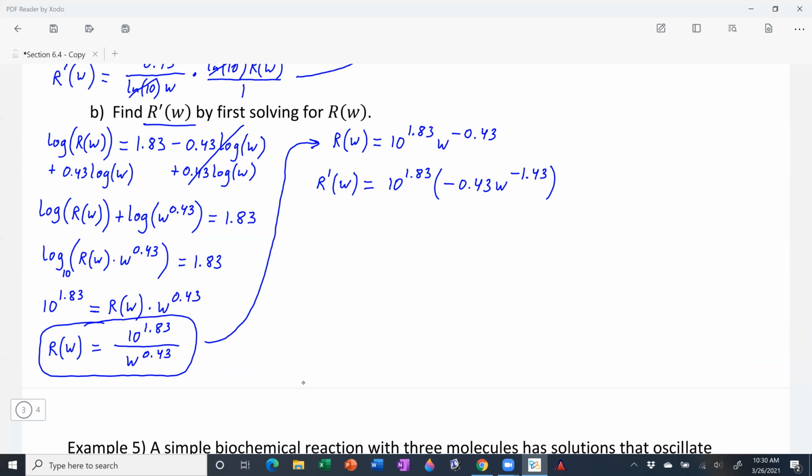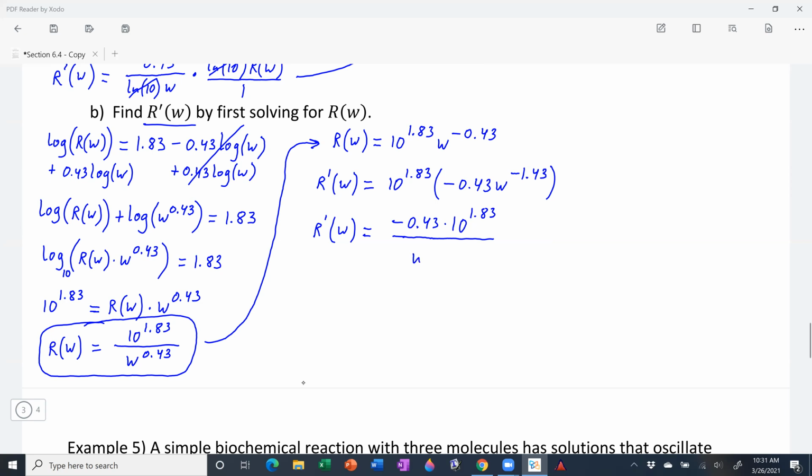Let's go ahead and clean this up just a little bit, and we can write this as r prime of w equals. And so how should we clean this up? Looks like this 10 raised to the weird power and then times that negative 0.43. I don't really want to type that all in. I'd rather leave it kind of exact. So let's just write this as negative 0.43 times 10 to the 1.83. And then since that w is to a negative exponent, let's go ahead and put that back on the bottom. Whoops.